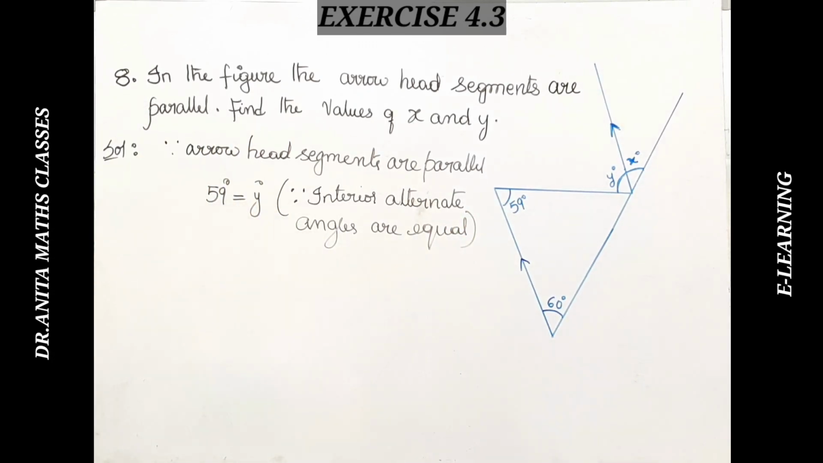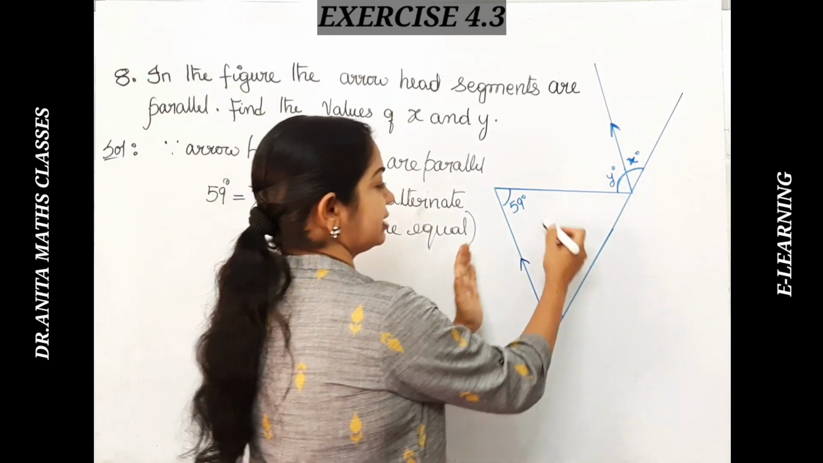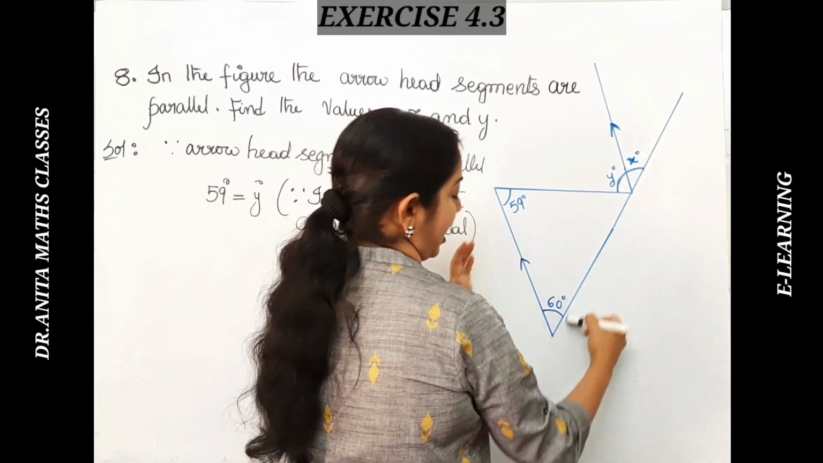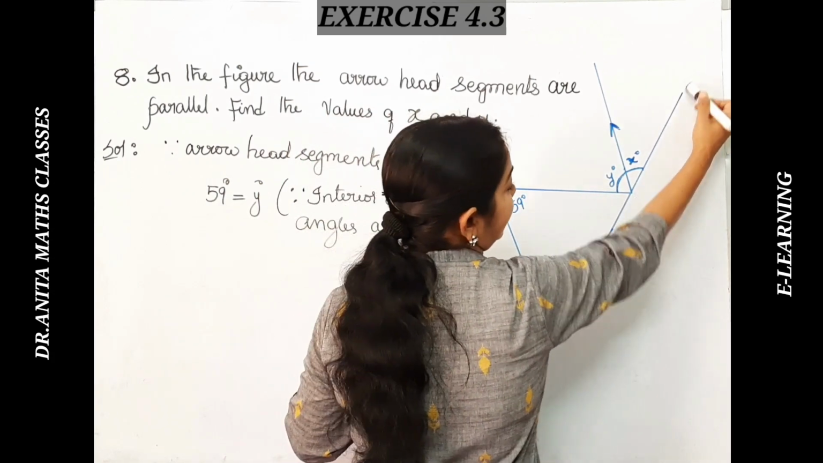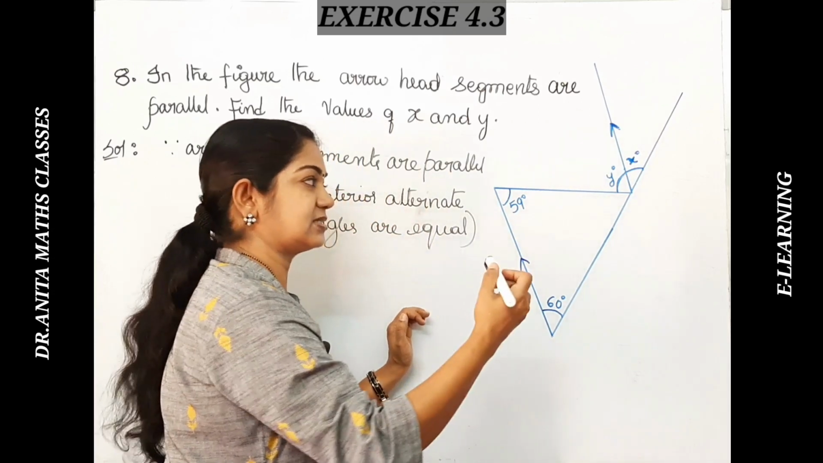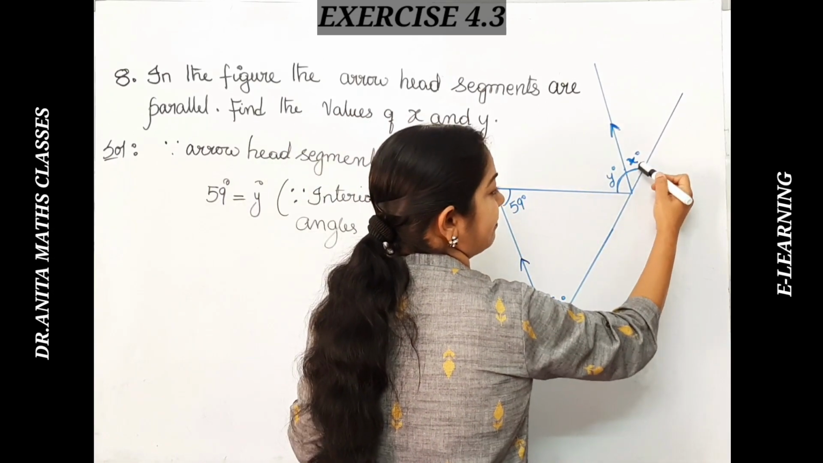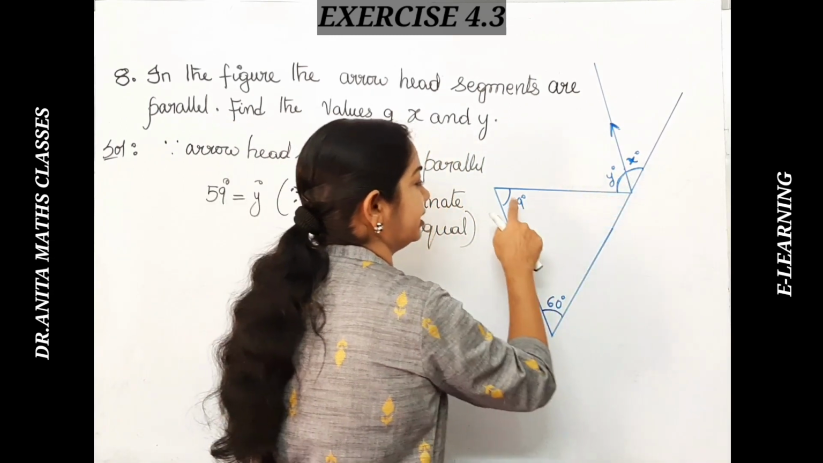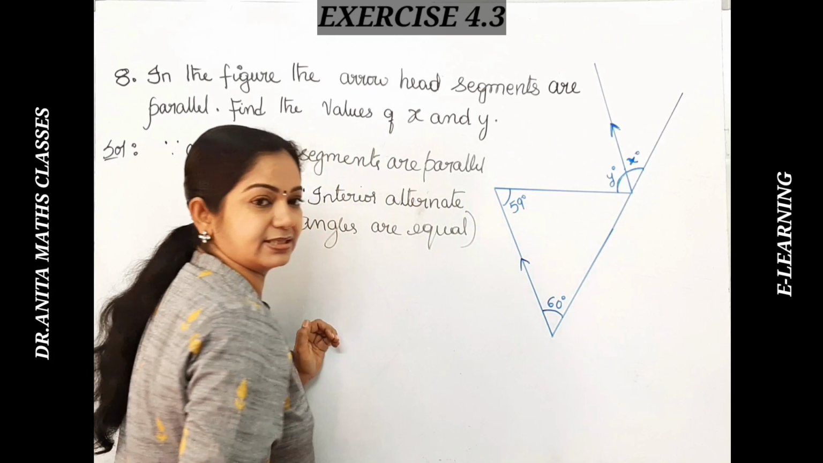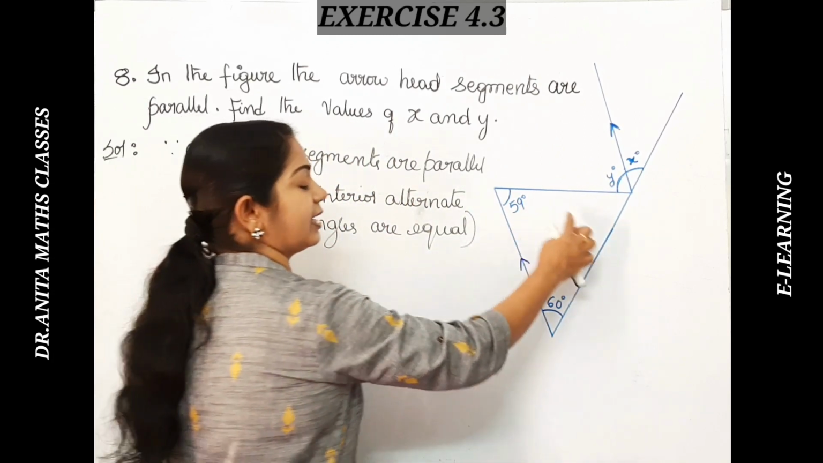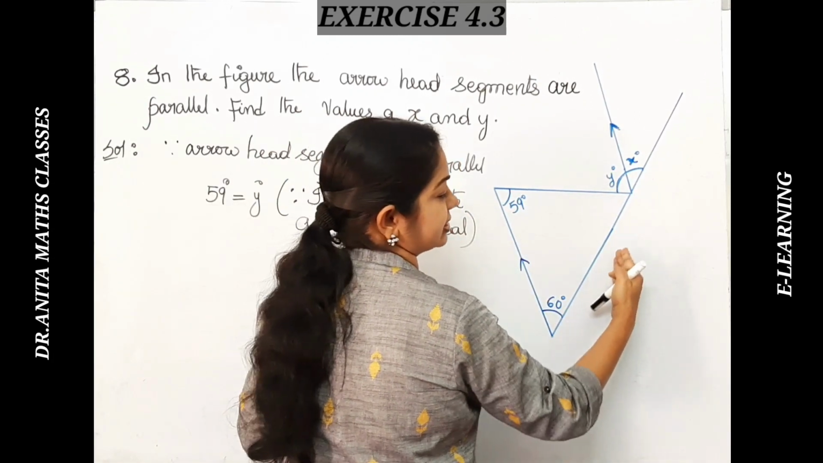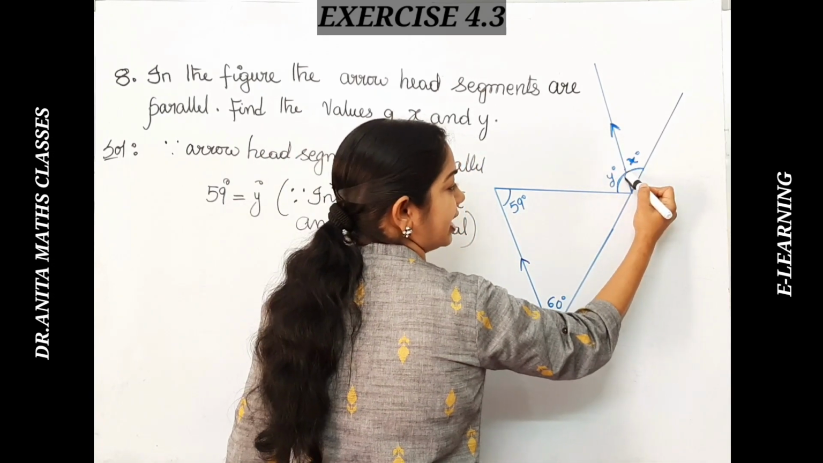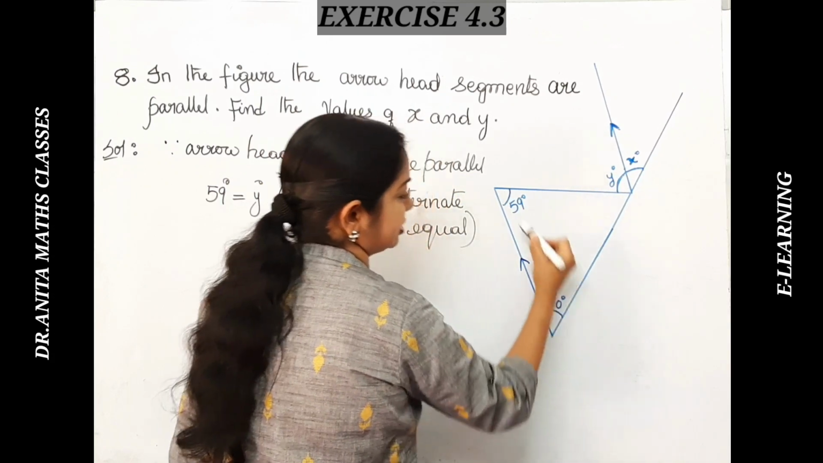Now we need to find the x value. Okay, see here, consider this triangle. If one side of the triangle is extended, we get an exterior angle. This complete exterior angle is x plus y. So the exterior angle is equal to the sum of the interior opposite angles. That is a theorem. When one side of a triangle is extended, an exterior angle is formed. This exterior angle is equal to the sum of the interior opposite angles.